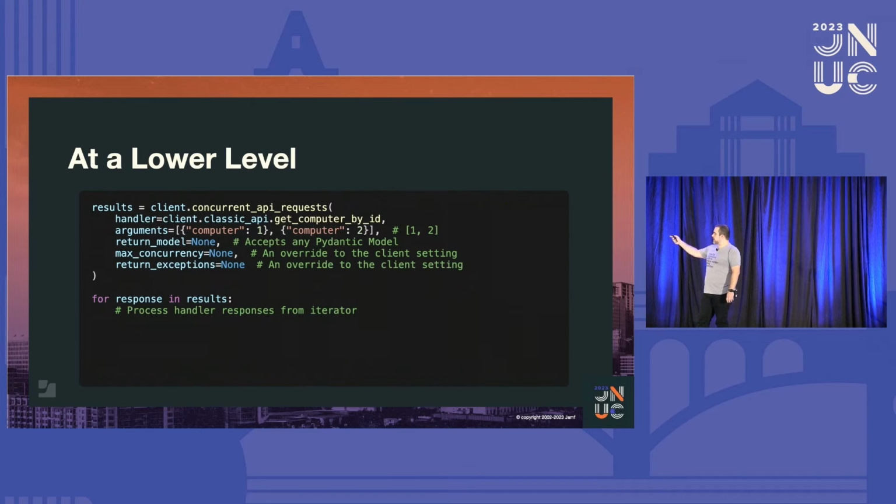If it's a simple array, like 1, 2, because maybe the function only takes a single argument for ID, you can do a simple array and it'll just pass that value in. If it takes multiple arguments, pass in dictionaries for the array, and it'll unpack those and pass them in when it calls the function. And then you have some extra controls here so that you can say whether you want to return a model, or maybe you just want to return a dictionary response. You can override the max concurrency here, with the caveat that you can't set a value higher than what you configured for the session object. And then finally, the return exceptions, you can again control that behavior here and override whatever you have inside the config.